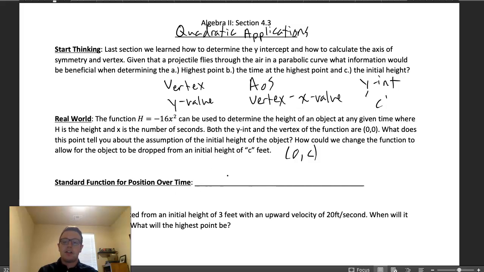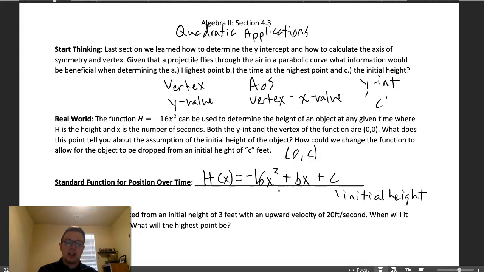And this leaves us with our standard function for position over time with a projectile. That's going to be h of x, our height, will be equal to minus 16x squared plus bx plus c, where c is going to be our initial height, and b is going to be our initial velocity, or our initial speed.